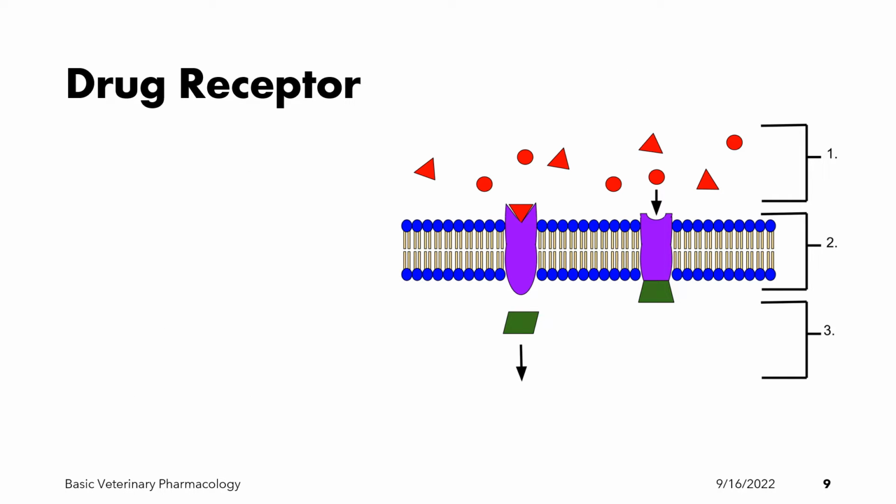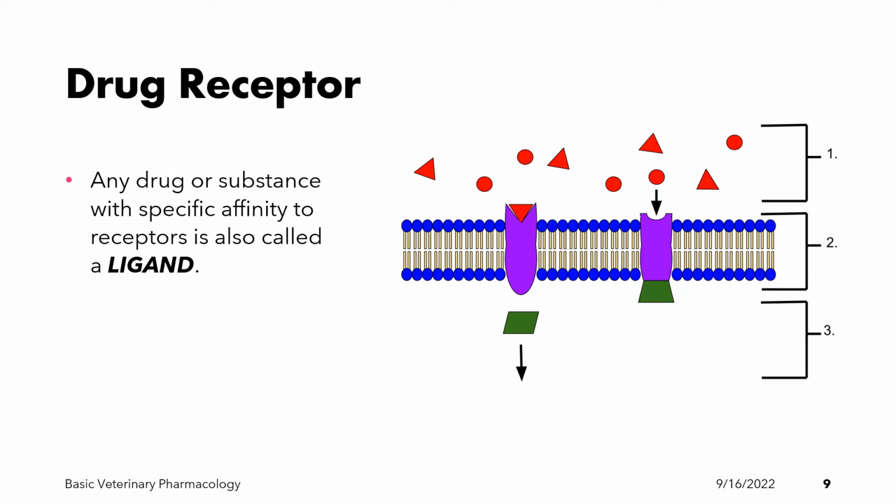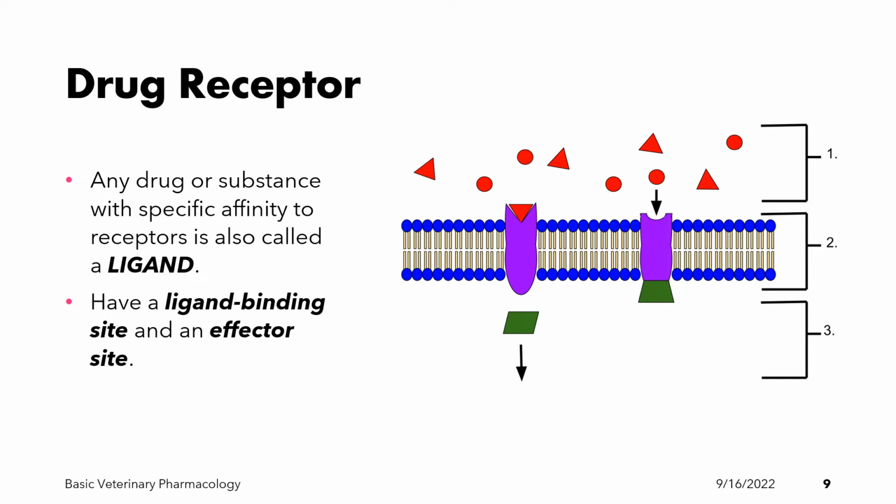Any drug or substance with specific affinity to receptors is called a ligand. The drug receptor has a ligand binding site as well as an effector site. This diagram represents an example of the ligand as well as the membrane receptors. These are our membrane receptors. We also have here the ligands that are located in the extracellular space, and we also have here the intracellular space.